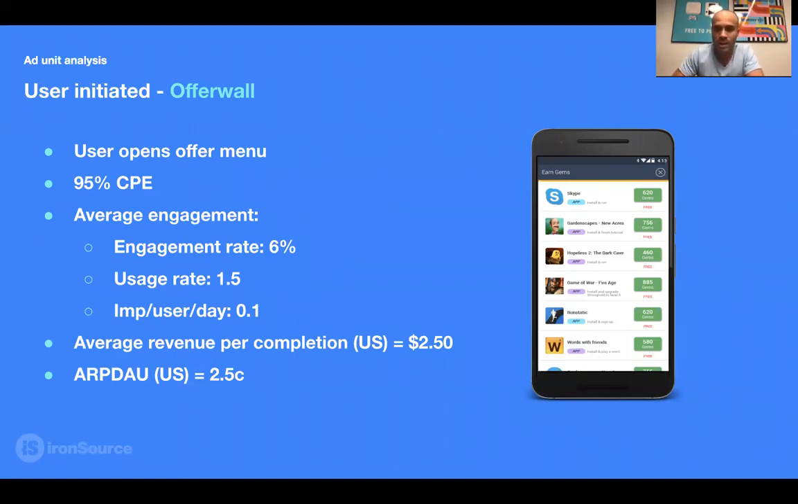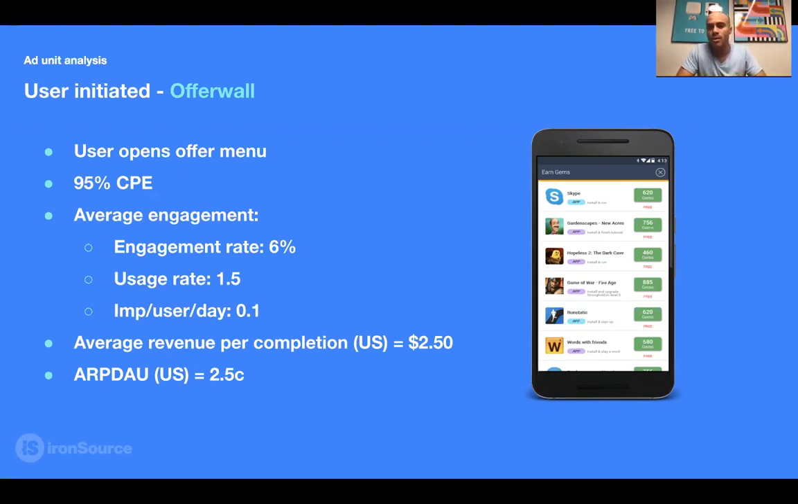So if you get it right, Offerwall is usually much more connected to the hard currency of the game, to a much more valuable reward. This is why the engagement rate is also lower, right? It's 6% and not 35% like rewarded video, because the segment of users that is relevant for this ad unit is the more savvy users.